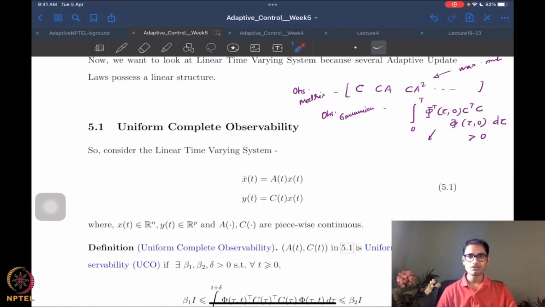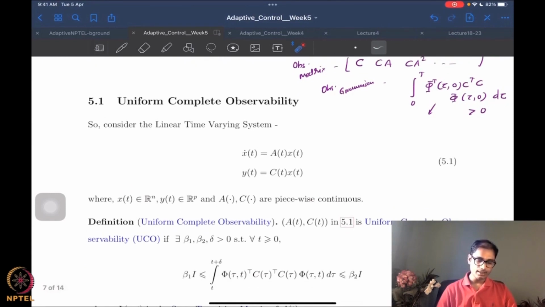There is no input, because for the notions of observability we don't really care about the input as such. So its x dot is A(t)x(t) and y(t) is C(t)x(t). All right, so this is the input-output system, the output system 5.1, where of course the states are in Rn, the output is in Rp, and A and C are piecewise continuous.